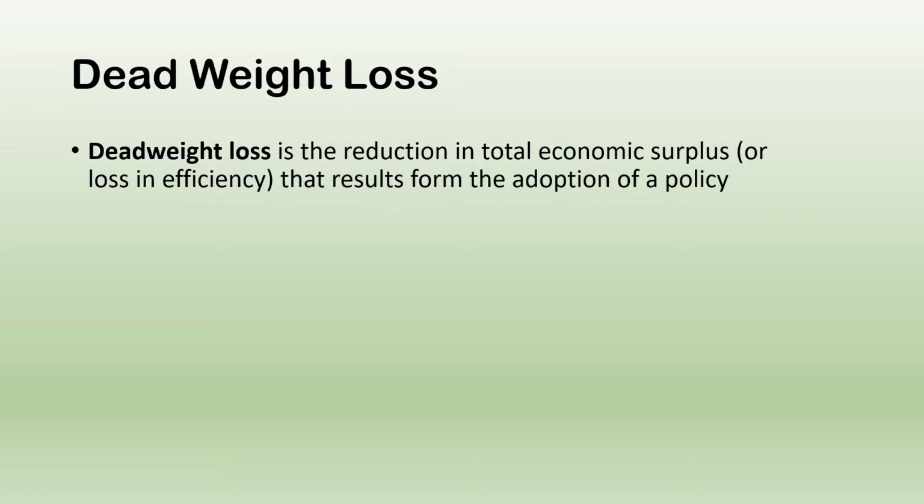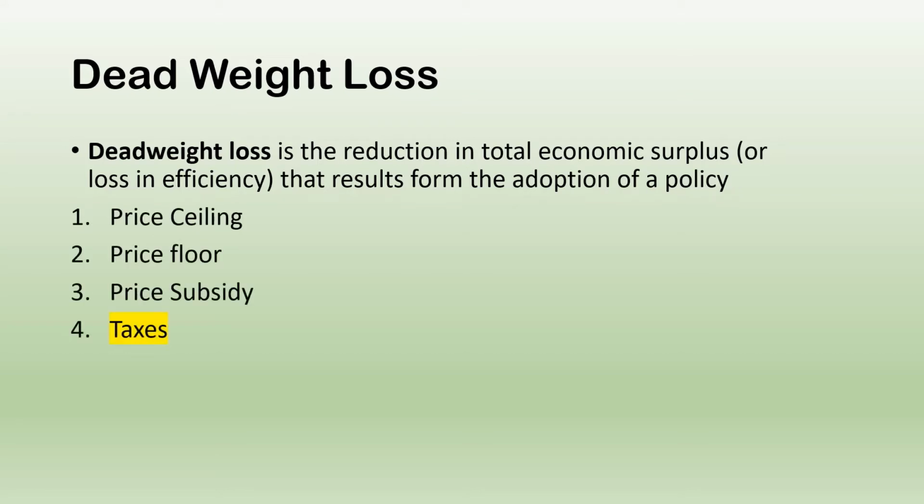So what is deadweight loss? Deadweight loss is the reduction in the total economic surplus, or we can say that it is the loss in efficiency, which results from the adoption of a policy by the government. For example, it can be in the form of price control, like a price ceiling or price floor, or it can be in the form of a subsidy, and it can be in the form of taxes.